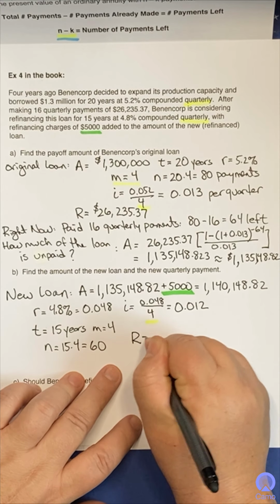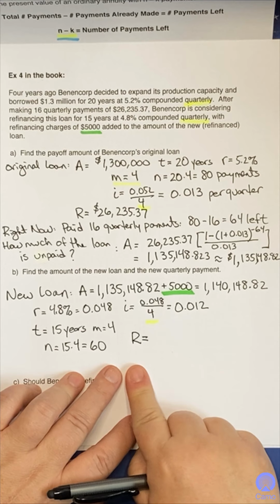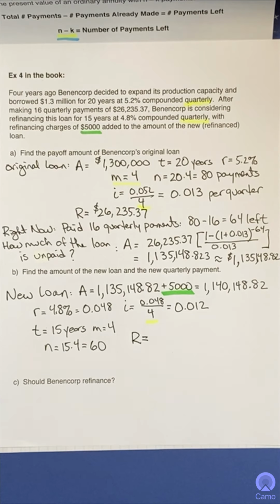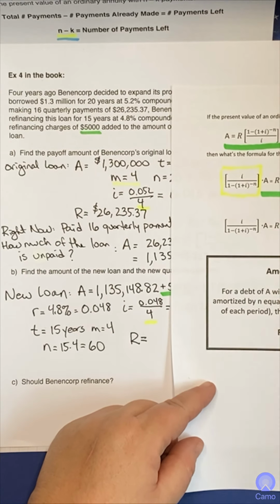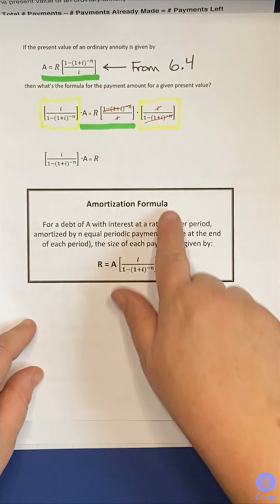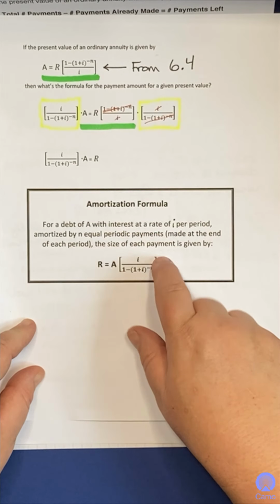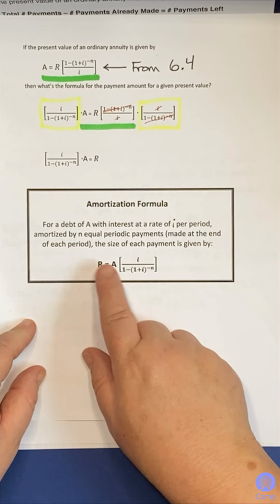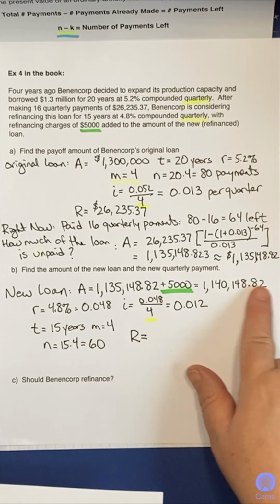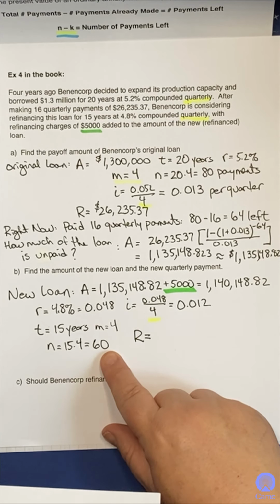Okay, so now for this formula, do I even have it here next to me? Yes! No! I don't think I do. There we go. I think I have it right here. The amortization formula, we're going to use this formula to find the new loan payment. We want to find R, we know A. A is this, here's our I, here's our N.